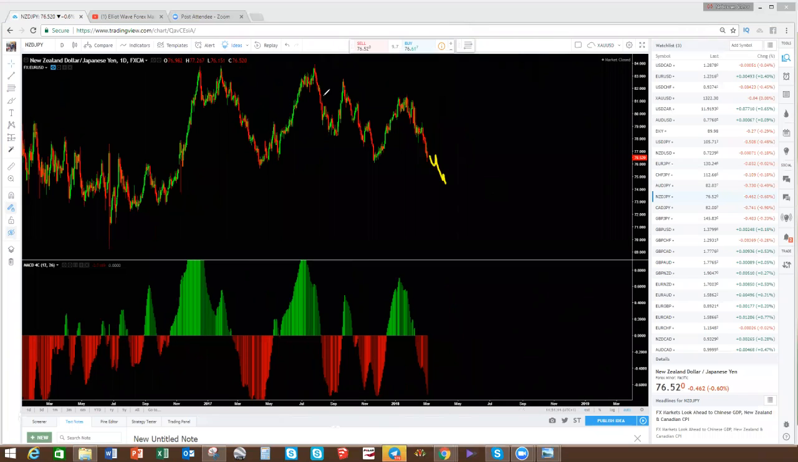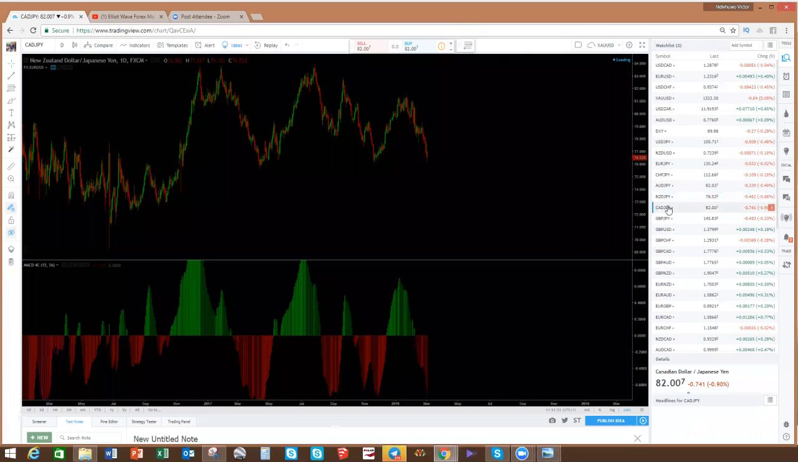So look for signs of reversal here if there's going to be a reversal. Otherwise, it may just do this, and then this whole thing will be a 1, 2, 3. But otherwise, let's let the market lead us. CAD will be similar.